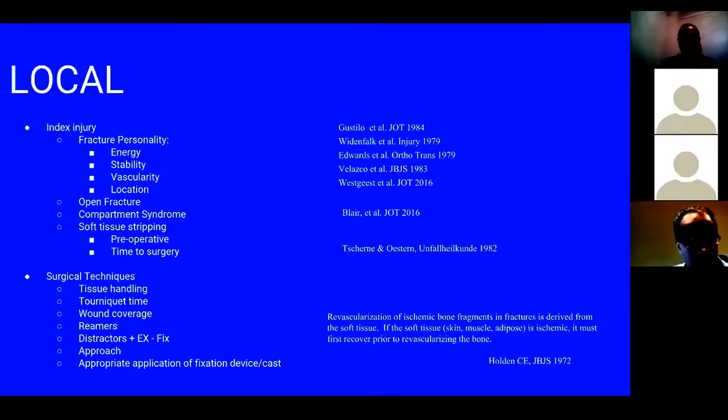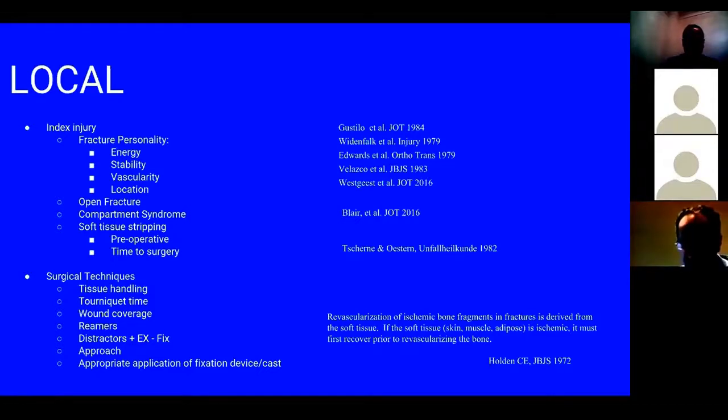Surgical techniques is the second part of the local tissue handling: tourniquet time, wound coverage. All of these things matter. Reamers and their use without saline or fluid to decrease the risk of heat osteonecrosis. The inappropriate use of distractors and external fixators, which potentially, you need to be aware, can strip tissue if you over-distract. And your approach can decide if you're going to damage the soft tissues around the bone as well.